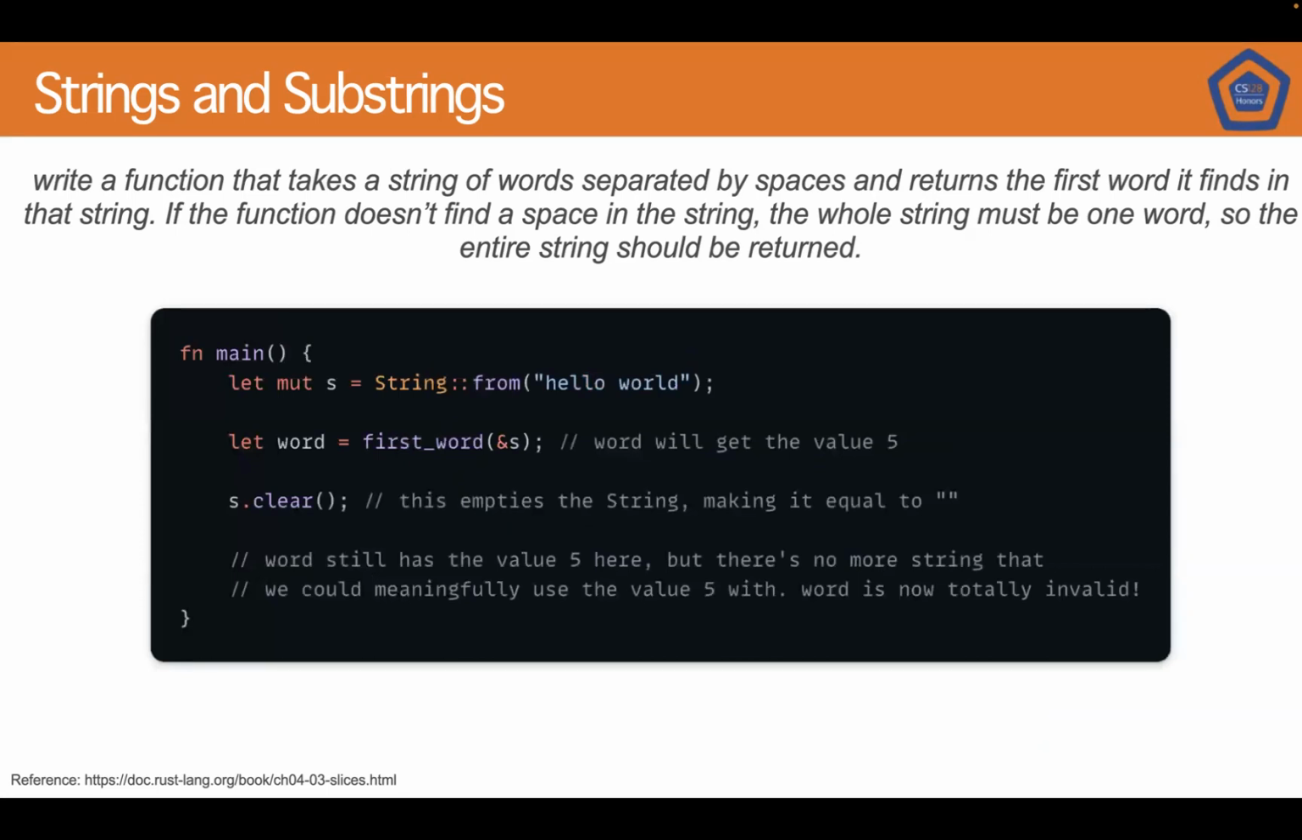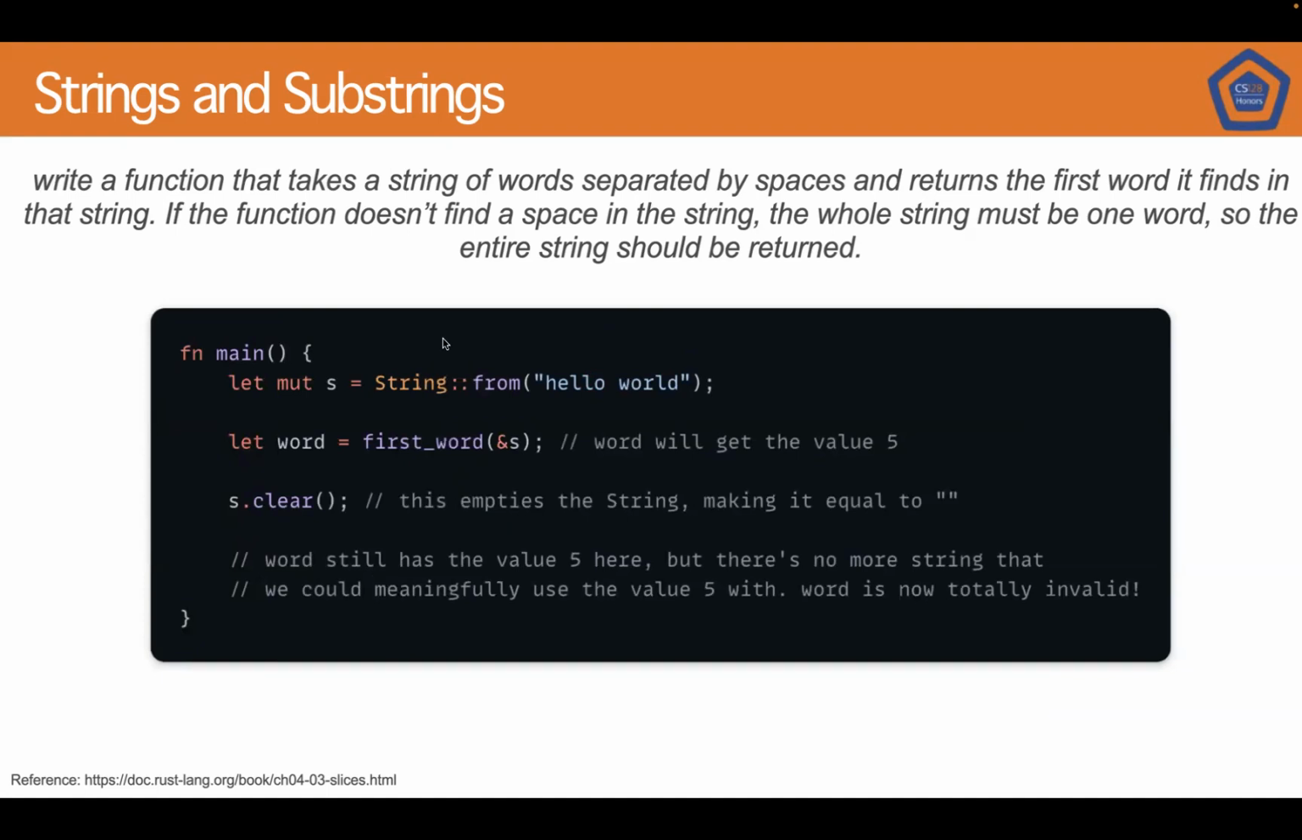So now we have a way to find the index of the end of the first word in the string, but there's a problem. Since we're returning a usize on its own, it's only a meaningful number in the context of a string, in the context of s. In other words, because it's a separate value from s, there's no guarantee that it'll be valid in the future.